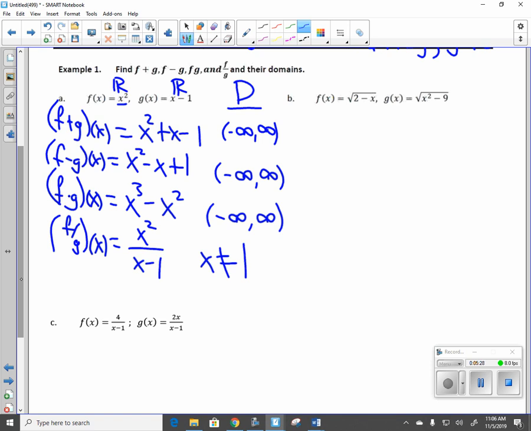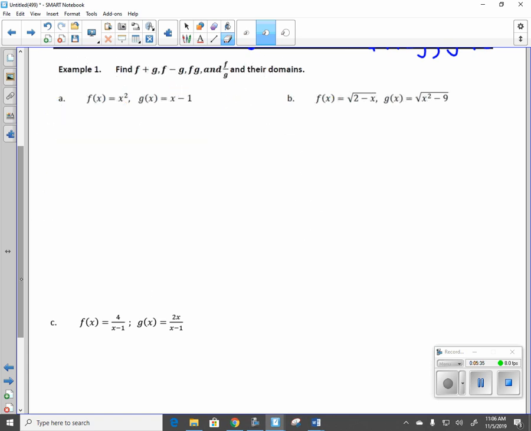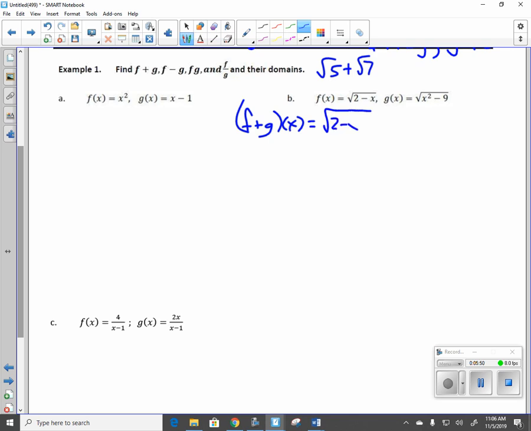We'll try 2 more examples. What's different about letter B? Square roots. When you have square roots like square root of 5 plus square root of 7, can you add those together? Can you simplify that at all? No, you can't. So f plus g of x, being the radicands are not the same, you just have the square root of 2 minus x plus the square root of x squared minus 9.